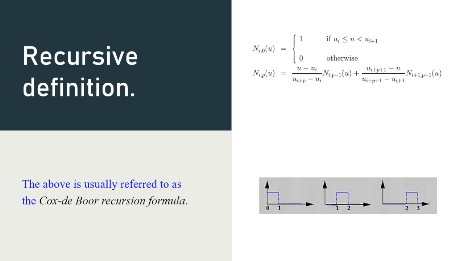This is shown below in the graph. To understand the way of computing N i,p of u for p greater than 0, we use the triangular computational scheme. All knot spans are listed in the left column and all degree 0 basis functions in the second.